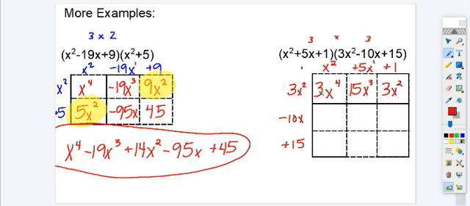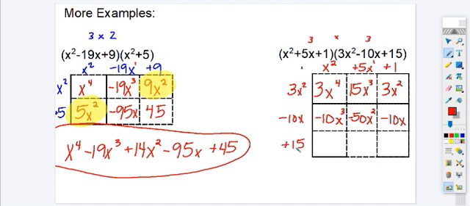And I move to the second row and I do the same thing. X squared times negative 10 is going to give me negative 10x to the 3rd, because x squared times x is x to the 3rd. Then I'll do negative 10x times 5x, which gives me negative 50. X times x is x squared. Then negative 10x times 1 is just going to be negative 10x.